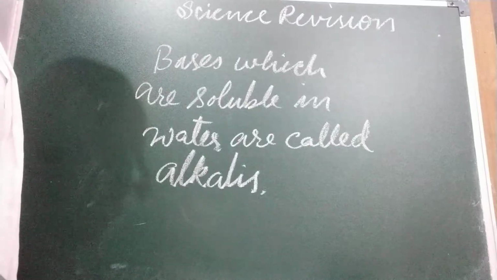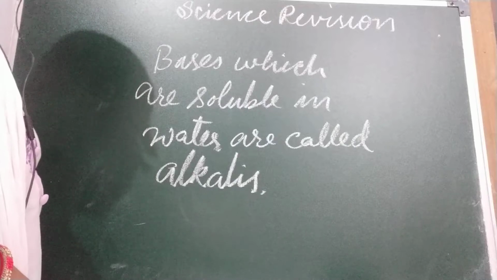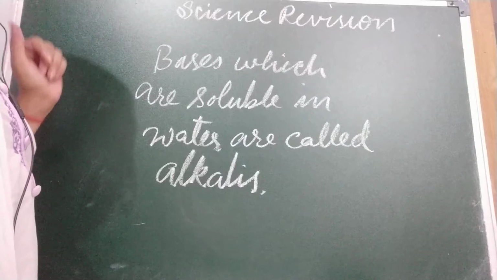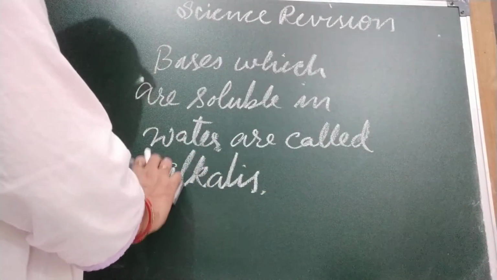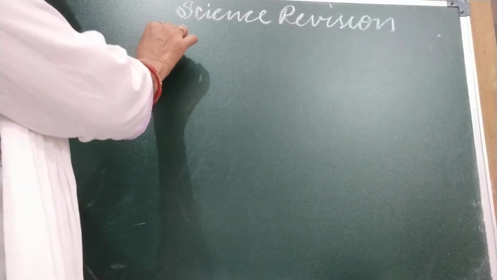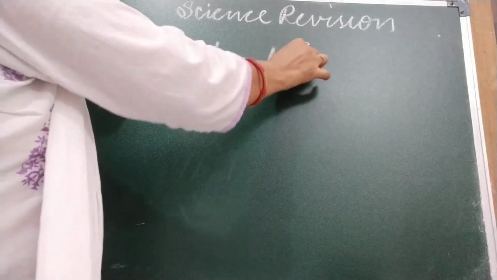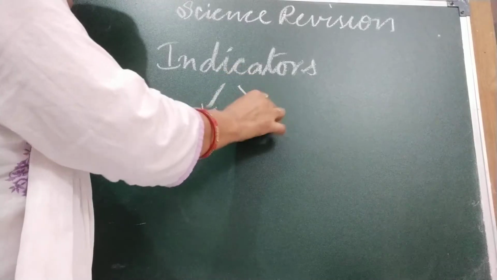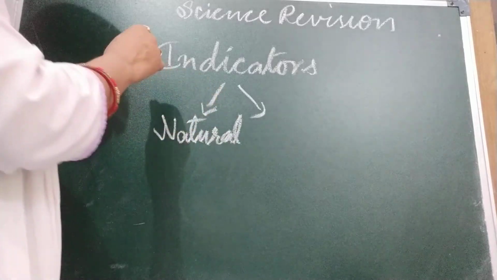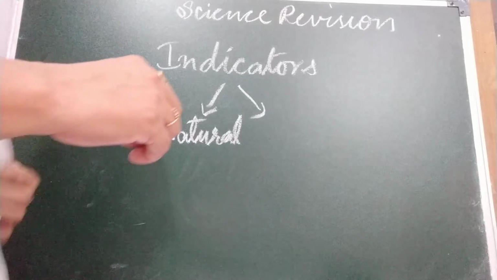What are salts? When an acid reacts with a base, they neutralize each other's chemical properties and form salt and water. Now, how can we test whether a substance is an acid or a base? We can test it by indicators. There are two types of indicators. One is natural, like turmeric. Litmus paper is also natural. China rose and purple cabbage are all natural indicators.